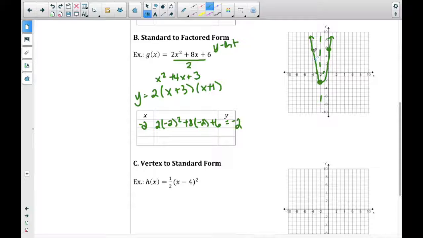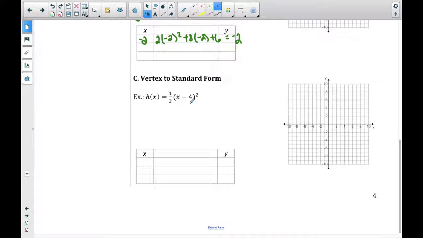All right, so when we graph that, it's going to look something like that. Mine's a little bit messy. I'm having a hard time with my board today. So that is the parabola. Mainly the idea was going from standard form to factored form, and so we did it.